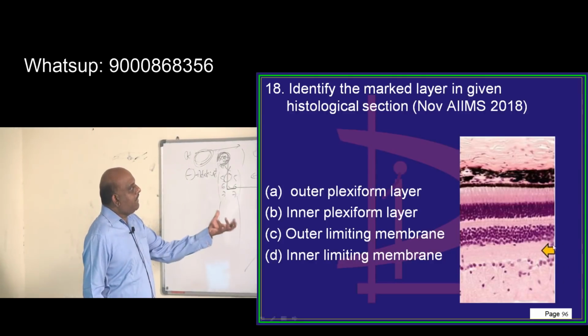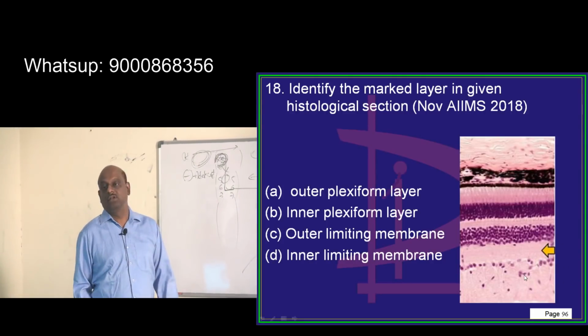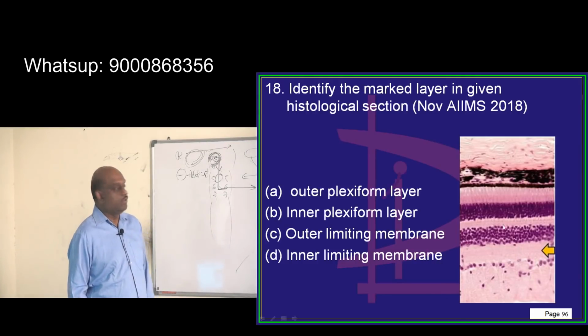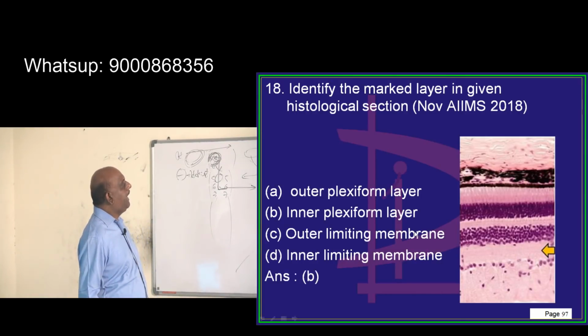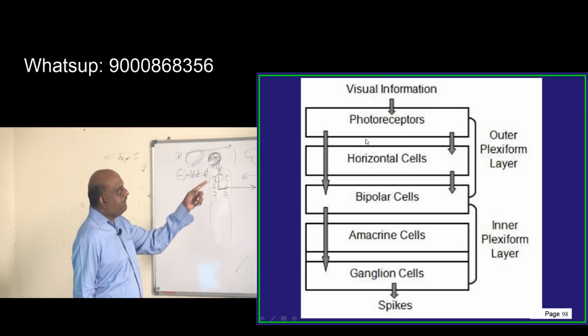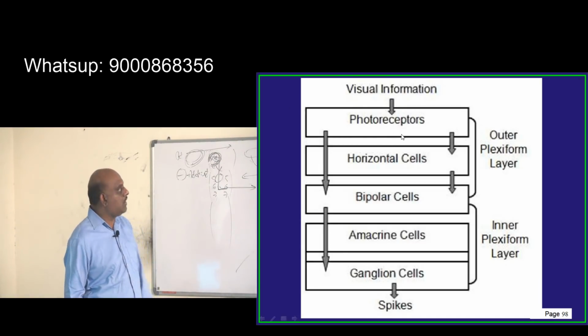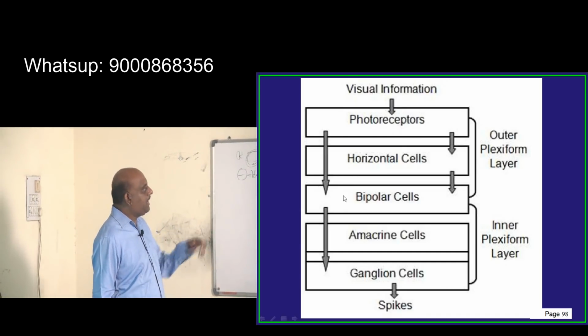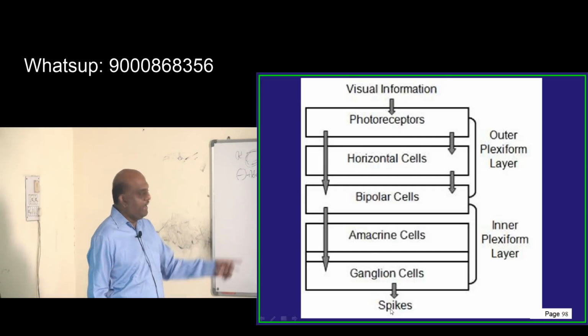Now what is this layer which is marked in the retina, which you are able to see? You should remember that visual information falls on photoreceptors, rods and cones. That goes to the horizontal cells, bipolar cells, amacrine cells, ganglion cells, and finally it will produce the spikes.